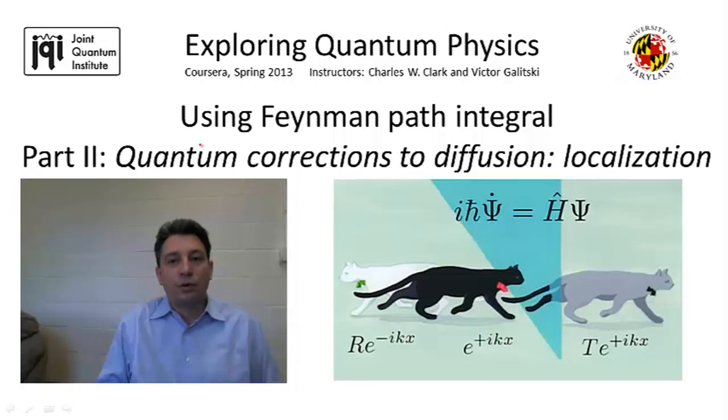Today in this video, towards the end of the video, I'm going to tell you about a more recent theoretical development, the so-called theory of quantum localization, or more precisely weak localization. And I will do so using the main ideas of the Feynman path integral.